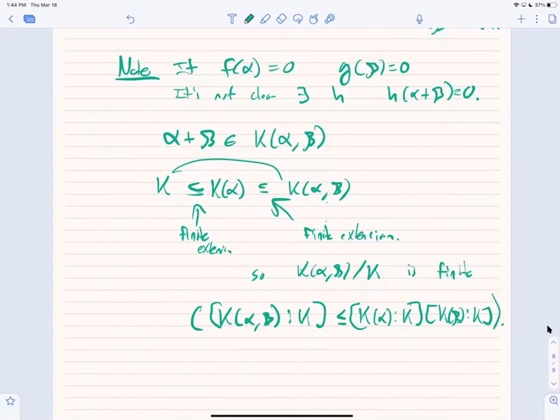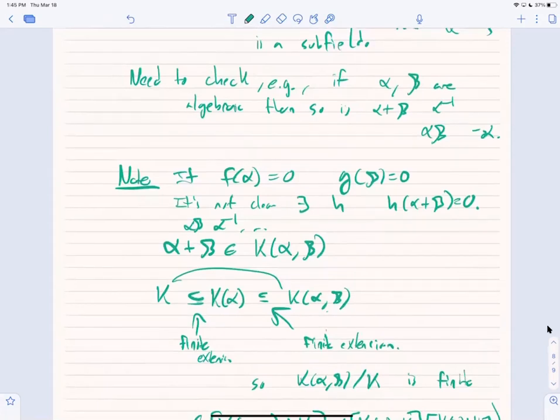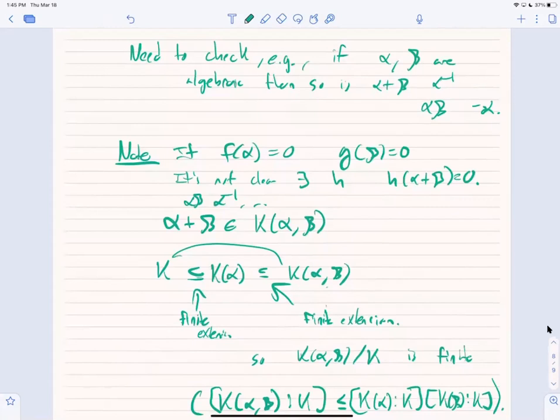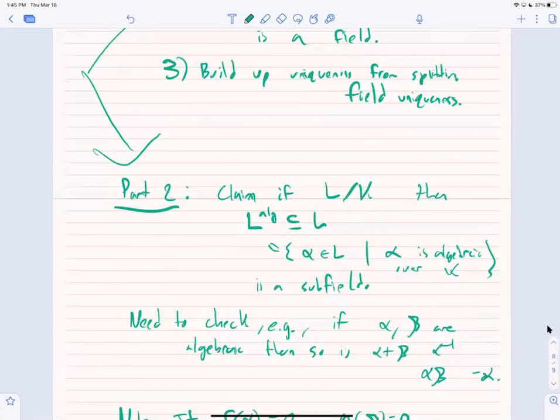And alpha plus beta, alpha beta, alpha inverse, and so on, all of these elements I said we had to check were algebraic are all contained in this finite extension. But a finite extension is algebraic. So these are all algebraic because they're contained in this finite extension. So the point is, when you're only working with a finite list of algebraic elements, you can always be only working in a finite extension.